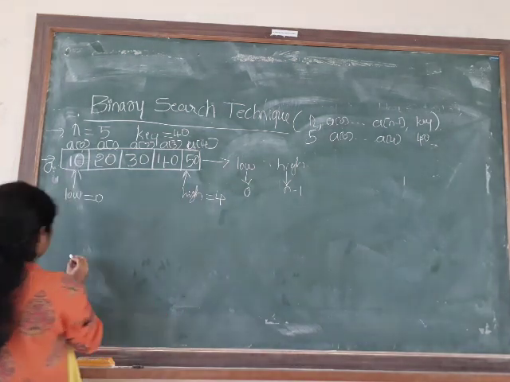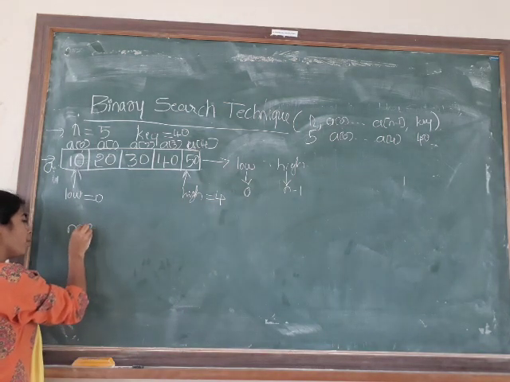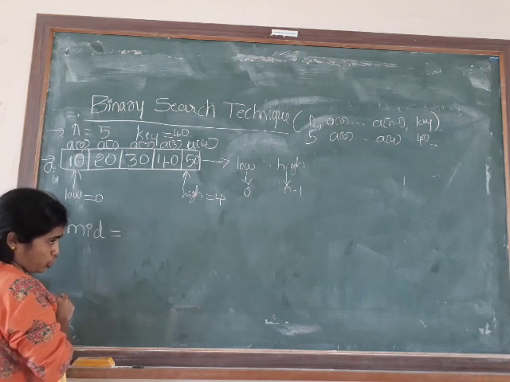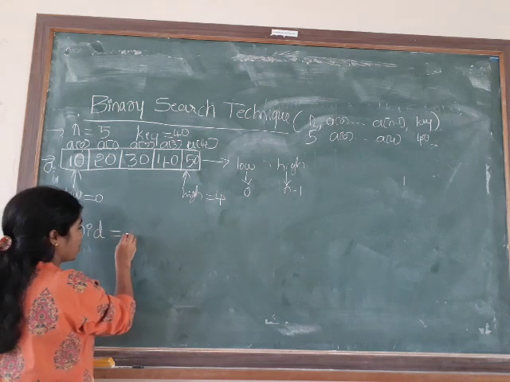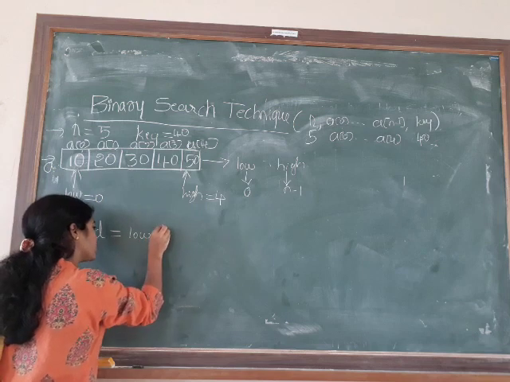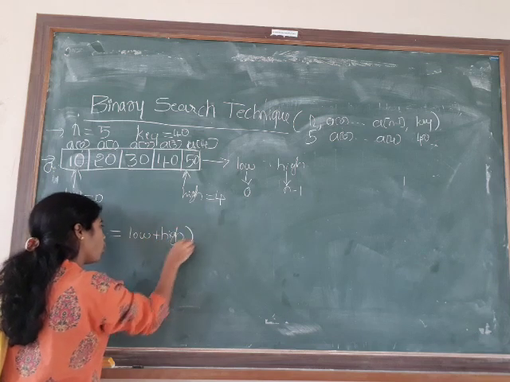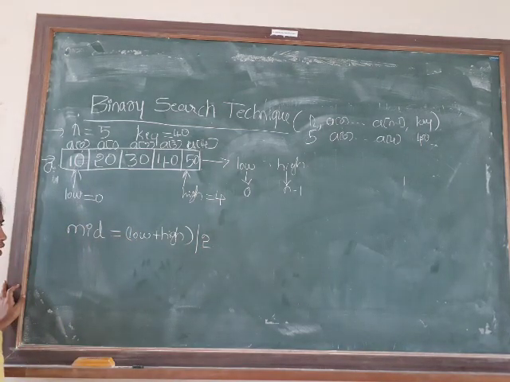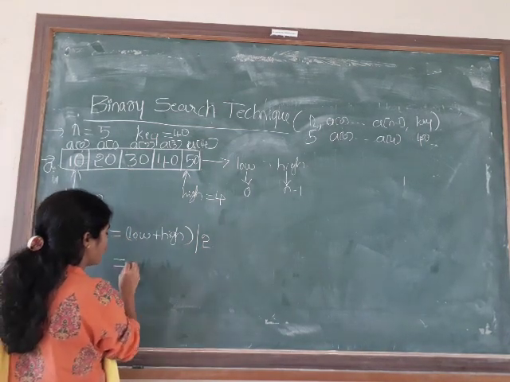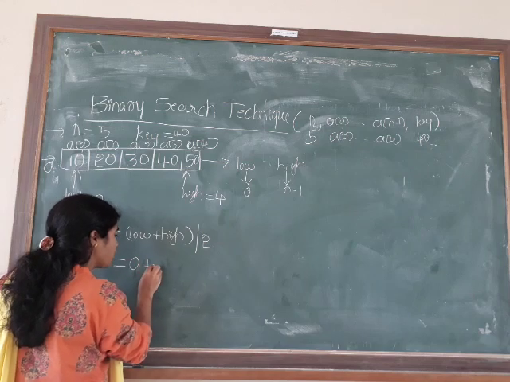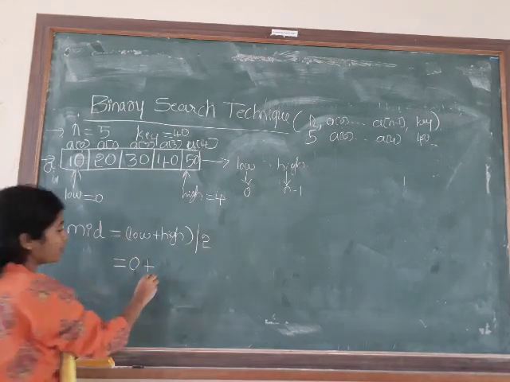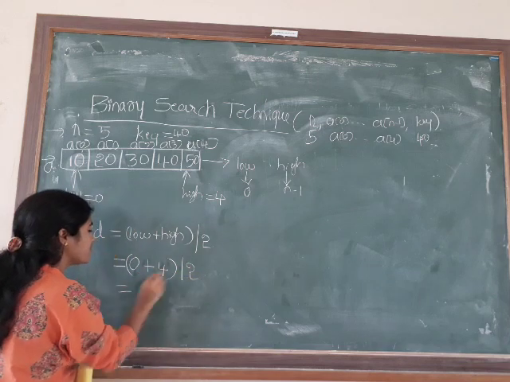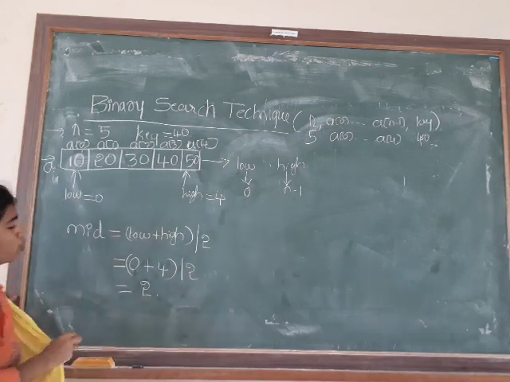Next, I need to find mid. I want to find the mid position of the array element. That is, mid is equal to low plus high divided by 2. So what is the present value of low? 0. What is the present value of high? 4. So 0 plus 4 divided by 2 is nothing but 2.